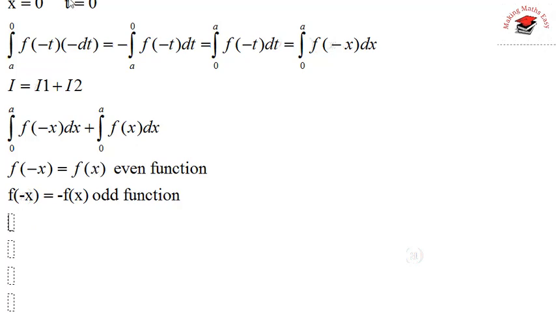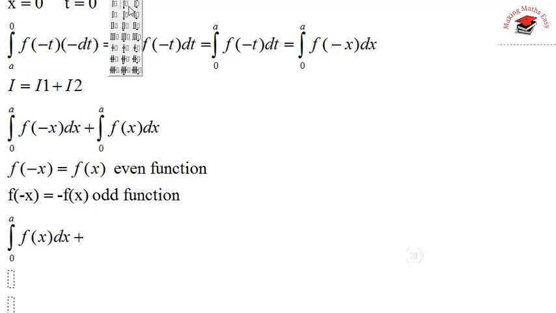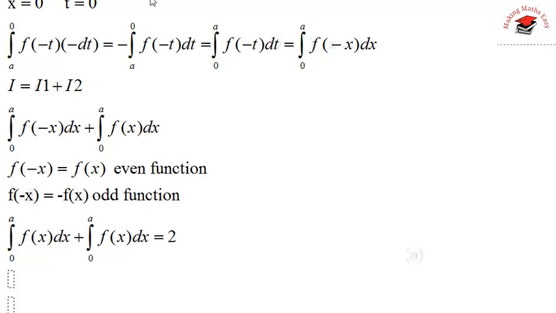So my integral will become equal to the integral from a to 0 of f of x dx plus again the integral from a to 0 of f of x dx, which is ultimately equal to 2 times the integral from a to 0 of f of x dx. So hence we have proved the property.